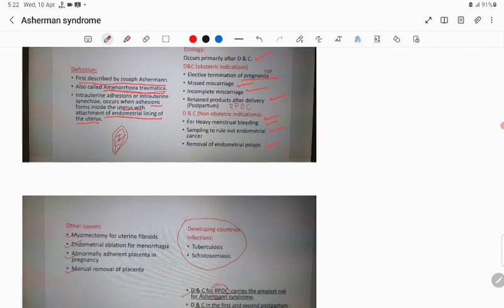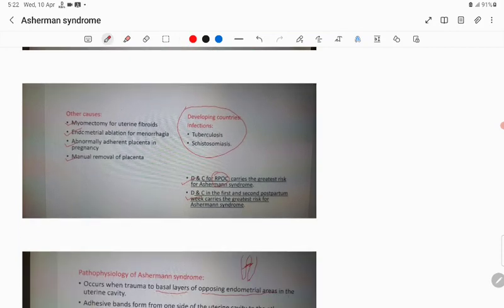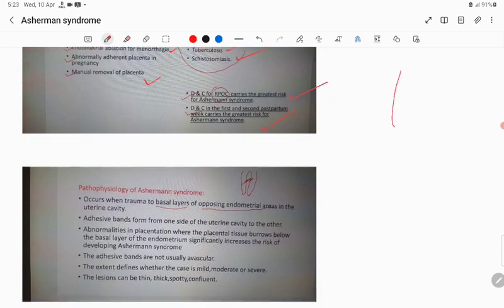removal of endometrial polyp. What are the other causes? Myomectomy for uterine fibroids, endometrial ablation for menorrhagia, abnormally adherent placenta in pregnancy, and manual removal of the placenta. In developing countries, tuberculosis and schistosomiasis are also causes of Asherman syndrome. Dilatation and curettage for RPOC carries a greater risk for Asherman syndrome, as does dilatation and curettage in the first and second postpartum week.